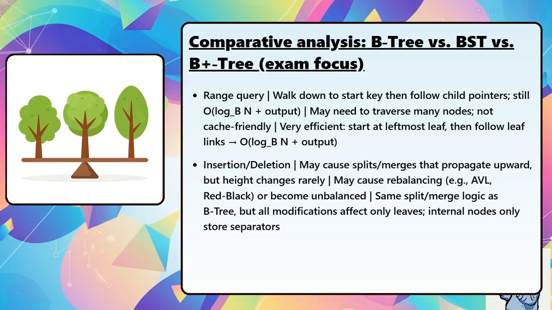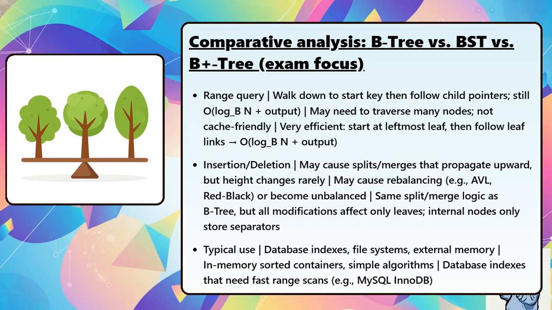For B plus tree: same split and merge logic as B tree, but all modifications affect only leaves, and internal nodes only store separators. Typical use: database indexes, file systems, external memory for B tree; in-memory sorted containers, simple algorithms for BST; database indexes that need fast range scans, for example MySQL InnoDB, for B plus tree.